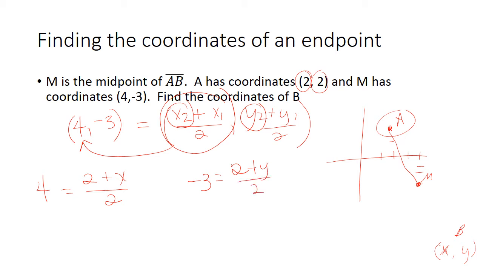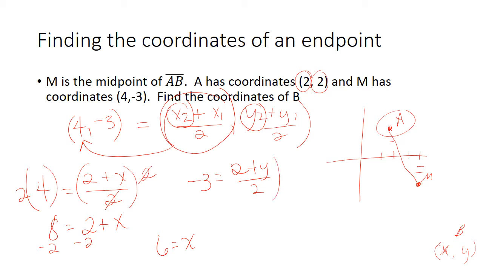Now the first thing that we need to do to solve this is to get rid of this fraction here at the side. The best way to do that is to multiply this whole side by 2, which means I'm going to multiply the other side by 2 as well. So 2 times 4 will be 8. What happens when I do this is that my 2's cancel out and become a 1, leaving me with 2 plus x. Isolate my x by subtracting 2 from both sides, giving me 6 is equal to x. All right, same thing on my y. I'm going to multiply this by 2 and this side by 2, giving me -6 is equal to 2 plus y.